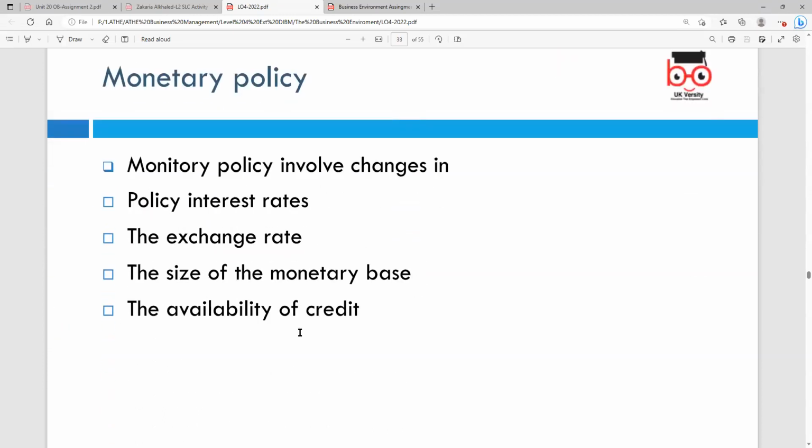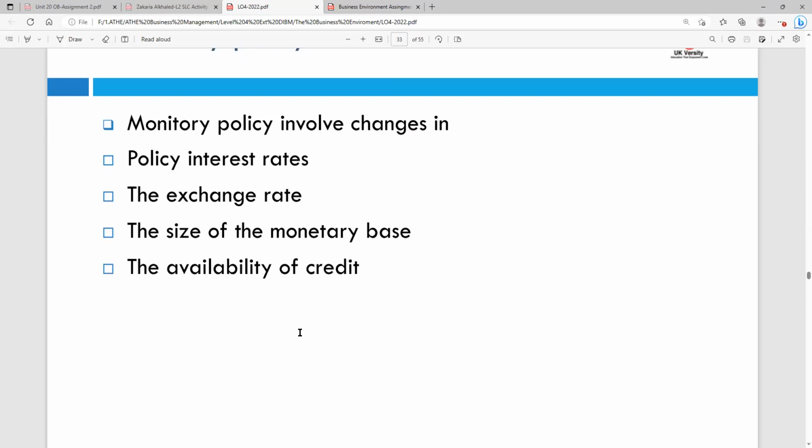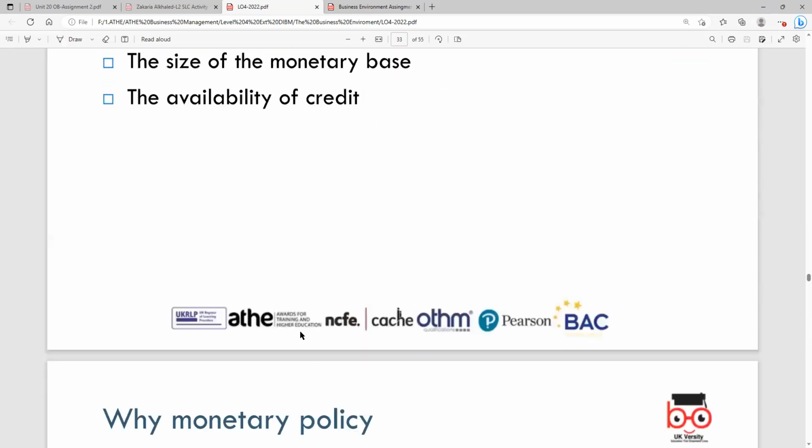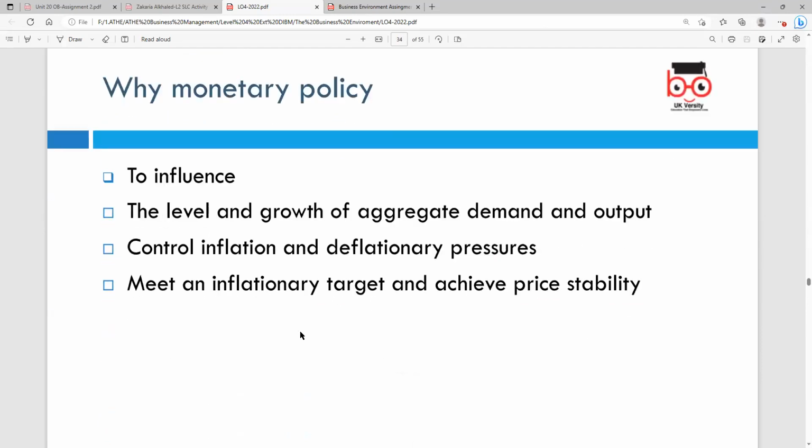So the monetary policy looks at how much credit is available. Is the exchange rate good or bad? Is it rising, stable or falling? And what are the interest rates? The more expensive the interest rate, the worse it is for the economy.